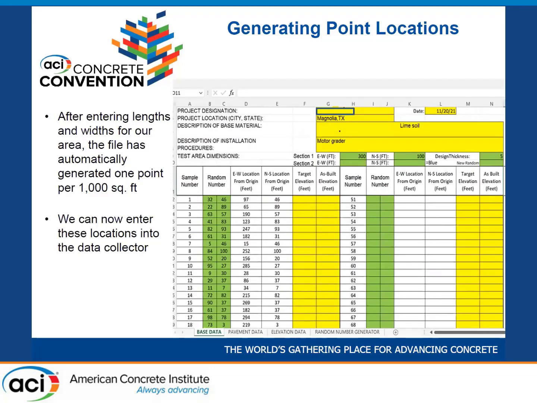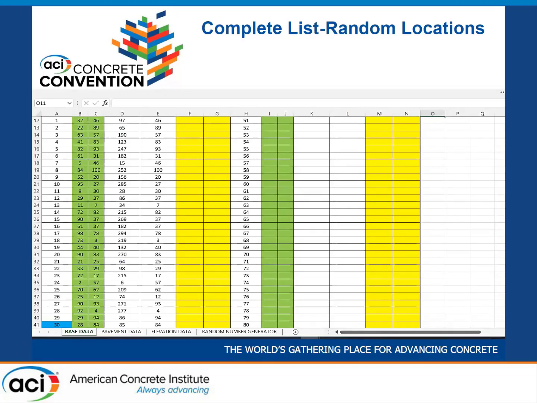At the top of section 1, we're saying it's the 300 by 100 defined area, 30,000 square foot. When you plug that in, it automatically creates one random point per every 1,000 square feet, so it keeps it consistent. It's not just whether I want to do 20 points or 50 points. It generates one point per every 1,000 square feet. Down at the lower left, we're talking about the base data. That's the section we're on, dealing with the base material.